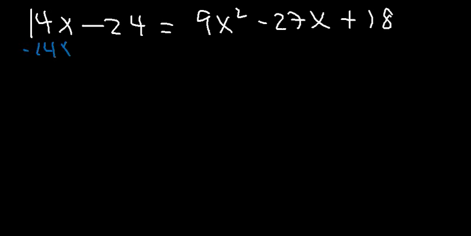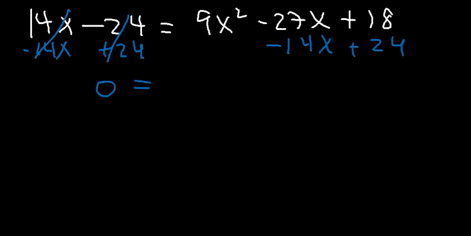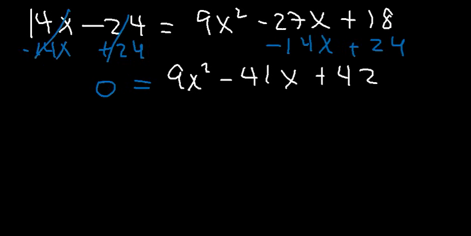So let's subtract both sides by 14x. And let's add 24 to both sides. So on the left side we have 0. On the right side we have 9x squared. Negative 27 minus 14, that's negative 41. And 18 plus 24, that's positive 42. Now the question is, can we factor this expression?